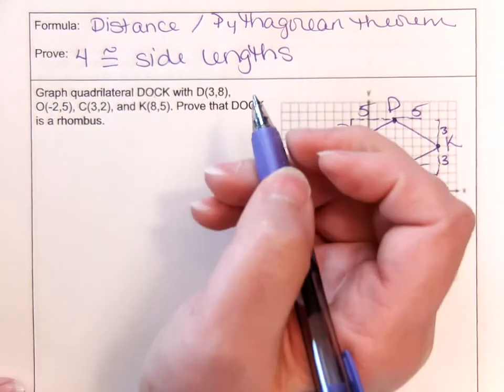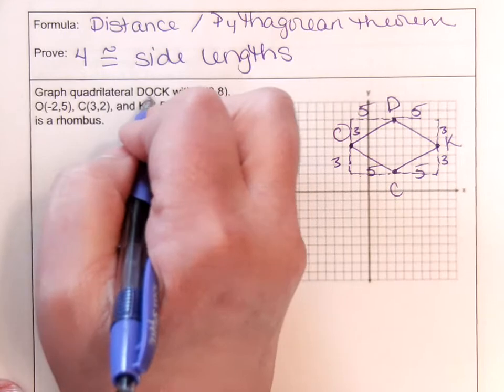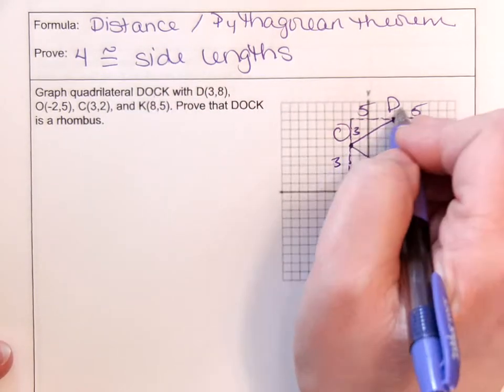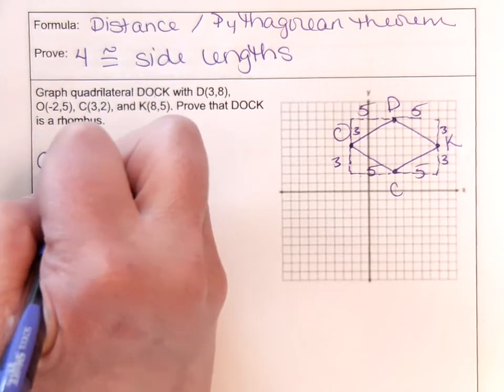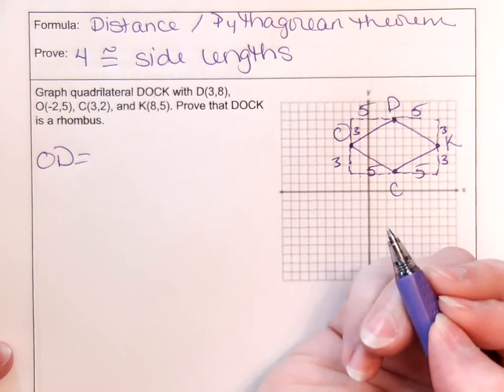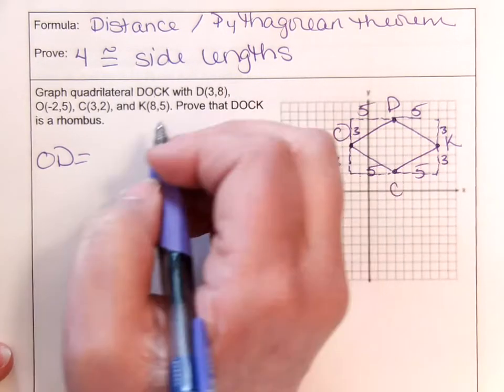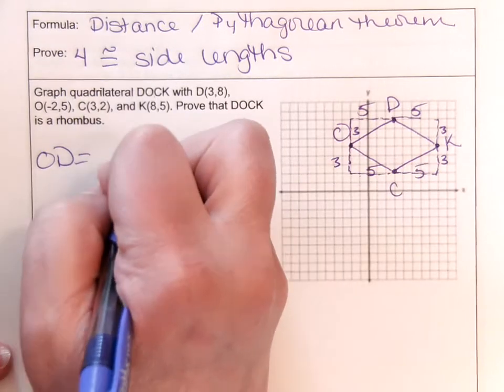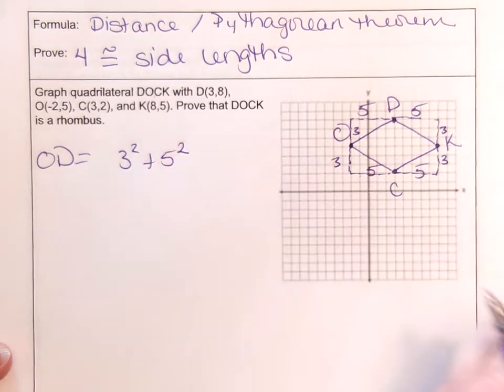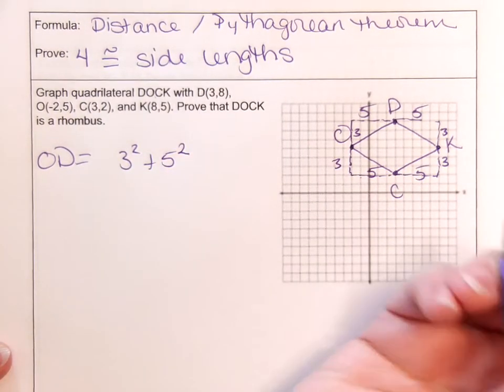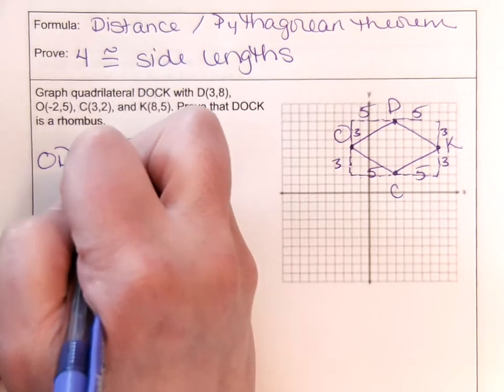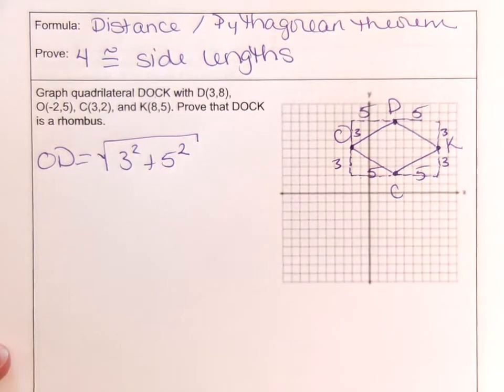Okay. So I know I'm just going to go around in a circle. So I'm going to do OD first. And I know a squared plus b squared equals c squared, right? So 3 squared plus 5 squared is going to be equal to c squared. So I know I'm going to take the square root. So I'm kind of going to merge my Pythagorean theorem and my distance formula into one.